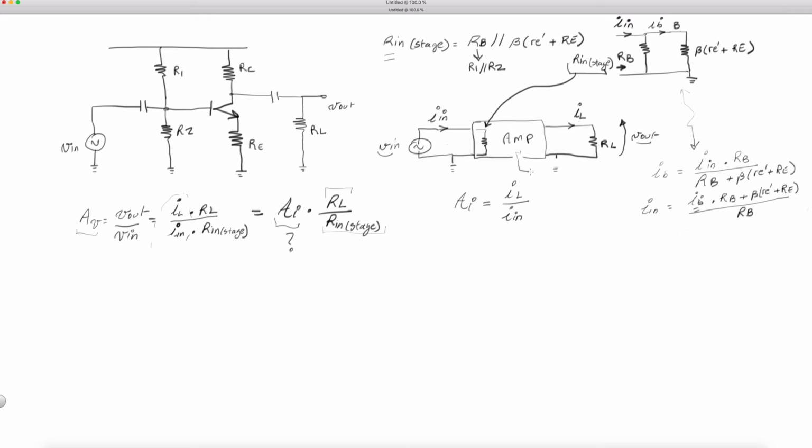So if I can model this part right here, the output of the stage, let's go ahead and do that. Inside the model, you have a current generator, beta IB, which produces the current IC, lowercase ic. And from a model point of view, we still have RE right here to ground, since this is the emitter. Notice I'm just concerned with the output. We know that RC is in parallel with all of this and with RL.